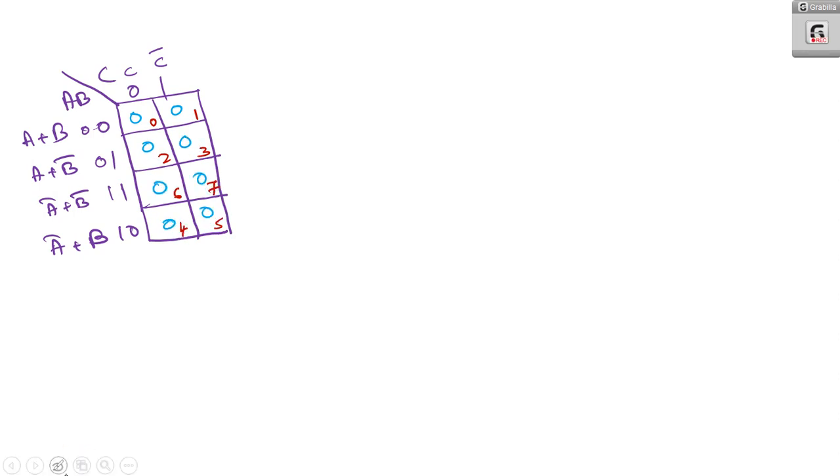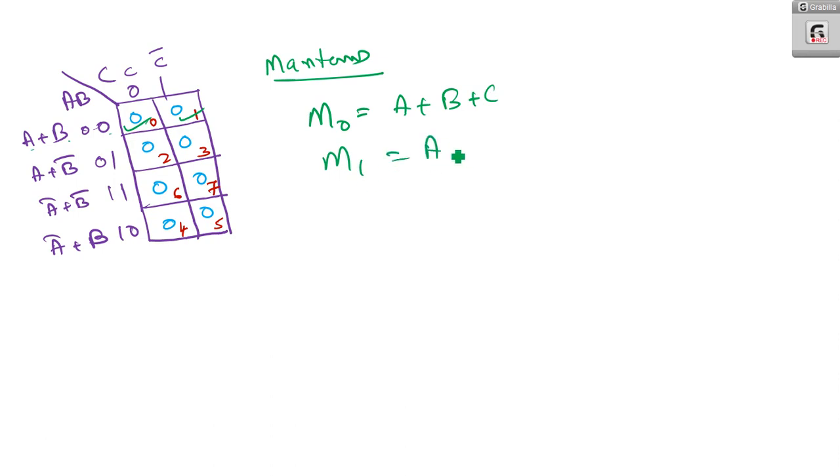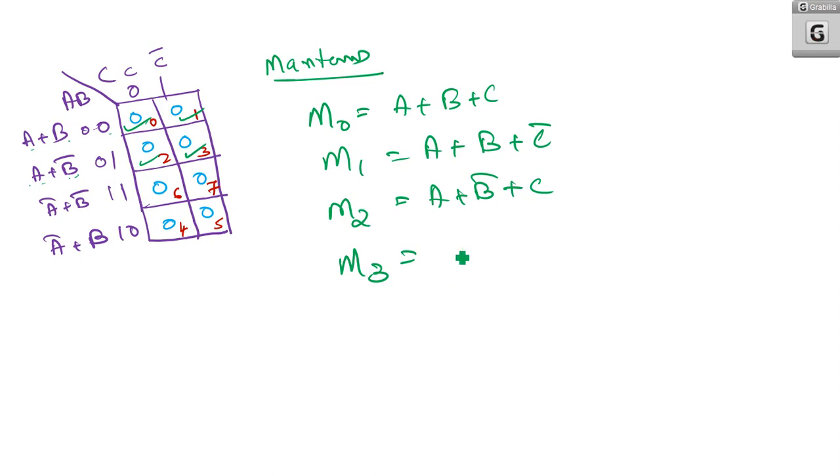Okay, so now we can write the maxterms as capital M0, that is A or B or C, that is this term. Then M1, that is A or B or C bar. M2, this term, that is A or B bar or C. M3 is this term, that is A or B bar or C bar.